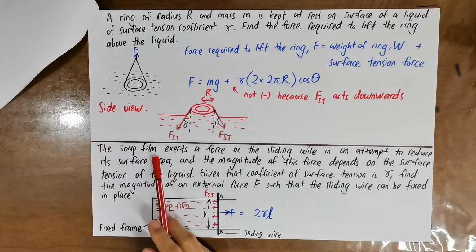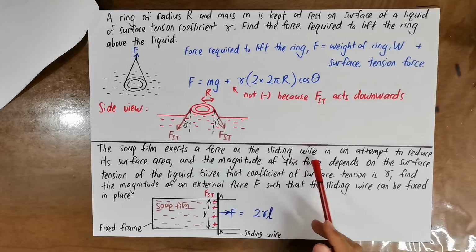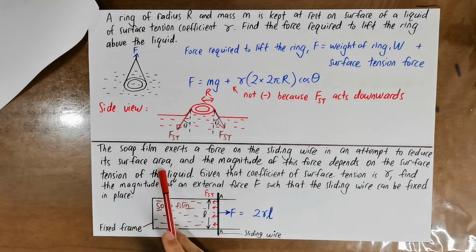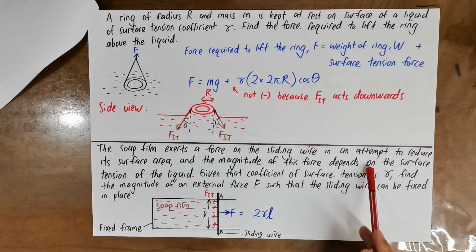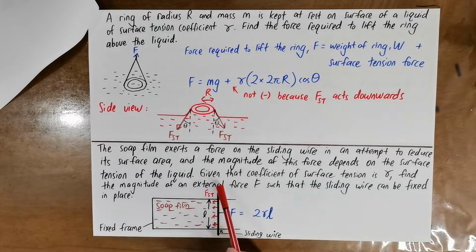The soap film exerts a force on the sliding wire, this is sliding wire AB, in an attempt to reduce its surface area, and the magnitude of this force depends on the surface tension of the liquid. Given that the coefficient of surface tension is gamma, find the magnitude of an external force F such that the sliding wire can be fixed in place. If you want the sliding wire to be fixed, then you have to make sure that the force you apply is exactly the same as the surface tension force.